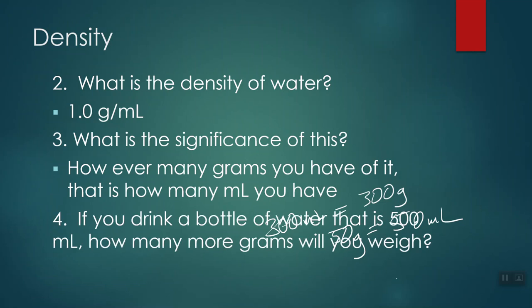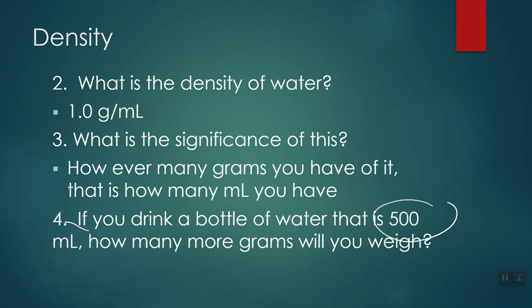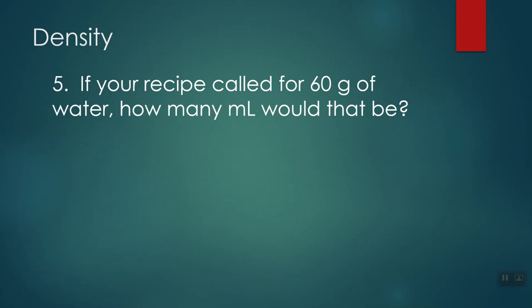If you drink a bottle of water that is 500 milliliters, how many more grams will you weigh? Well, once you drink it, you will weigh 500 more grams. Because however many milliliters it is, that's how many grams. If your recipe called for 60 grams of water, how many milliliters would that be? Easy. Because the density of water is 1 gram per milliliter, it would be 60 milliliters.